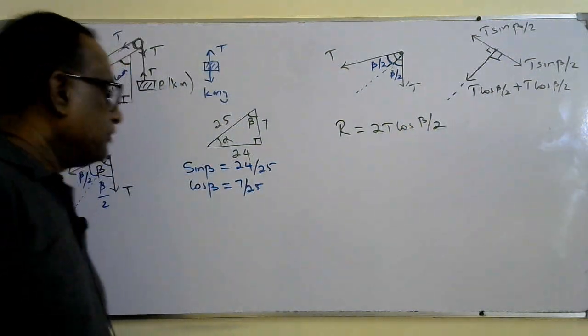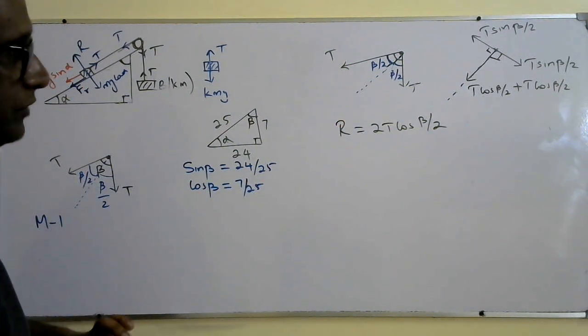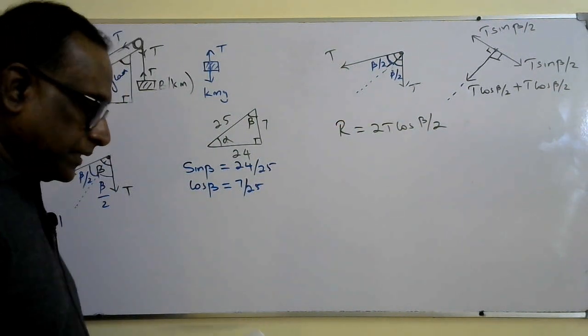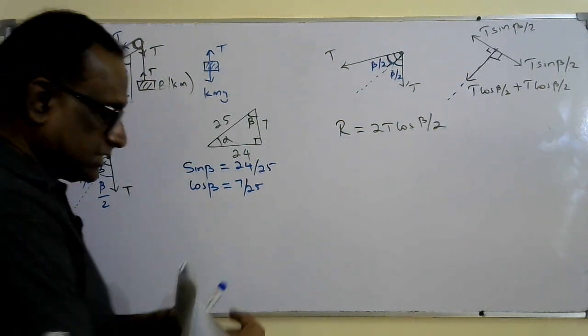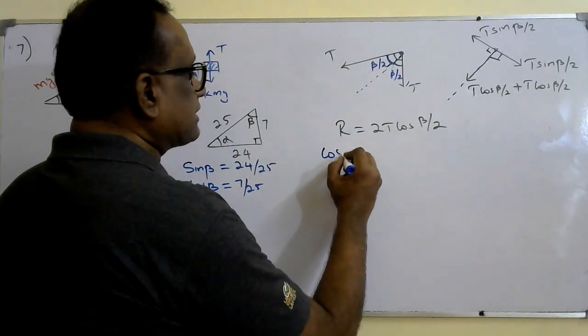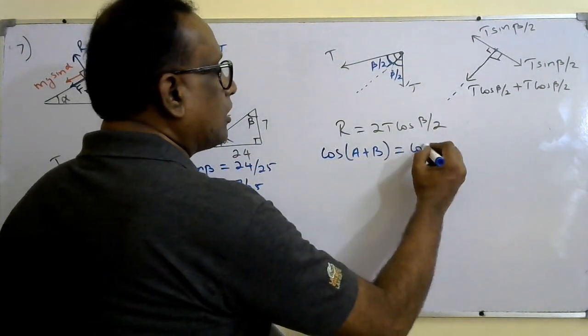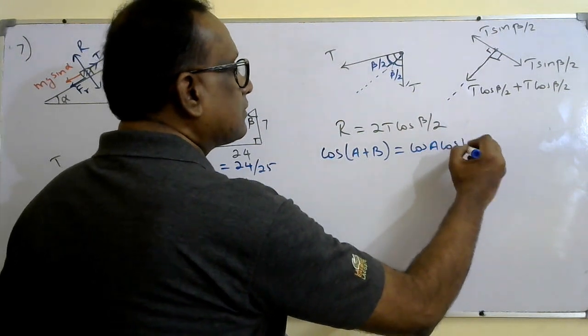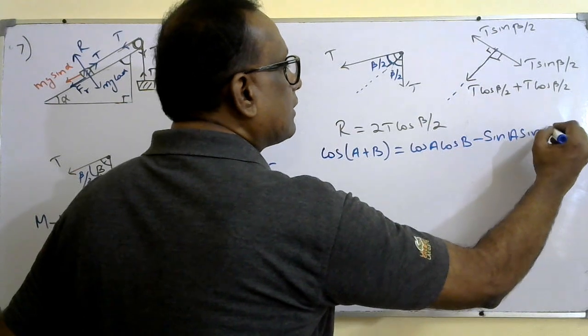But we know the cos beta; cos(beta/2) is what's needed. How to solve it? Now we need the trigonometric identities, which are given in the booklet. Cos(A+B) is equal to cos A cos B minus sin A sin B.